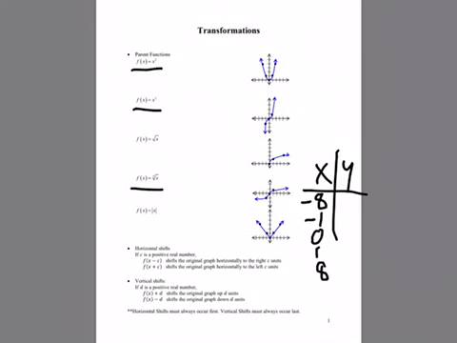Cube root of negative 8: negative 2 multiplied by itself 3 times will give me negative 8. Cube root of negative 1 is negative 1. Cube root of 0 is 0. Cube root of 1 is 1, and then cube root of 8 is 2.